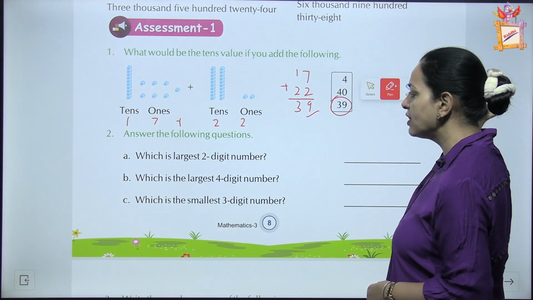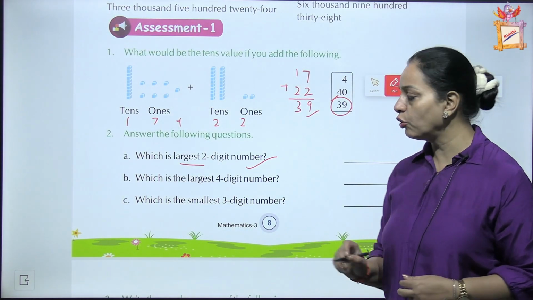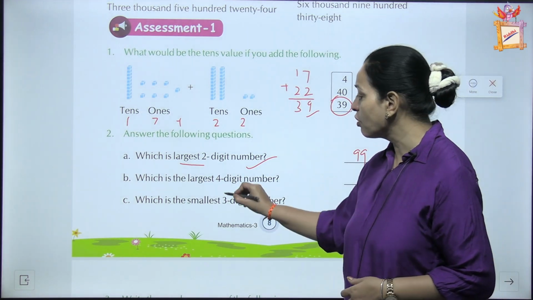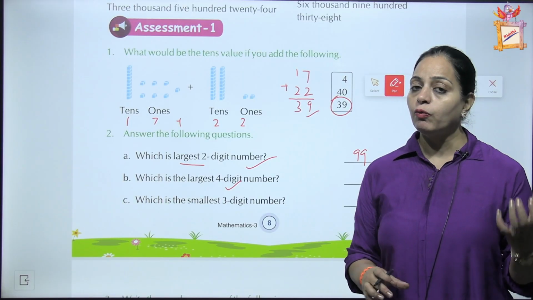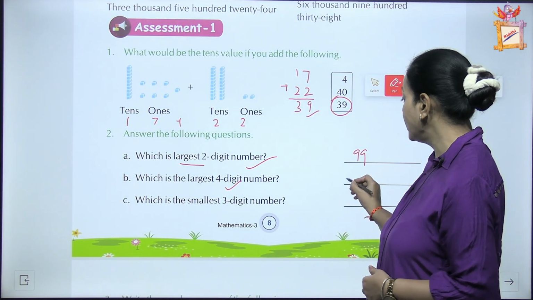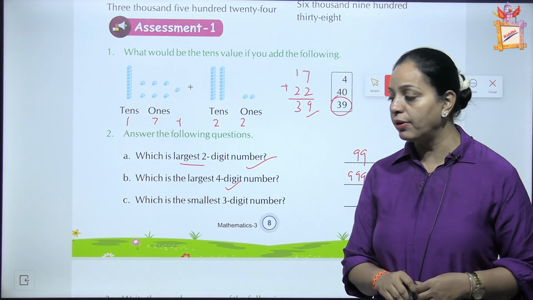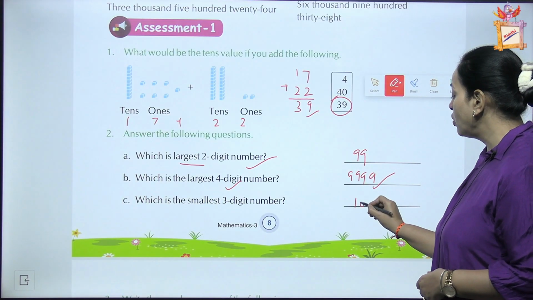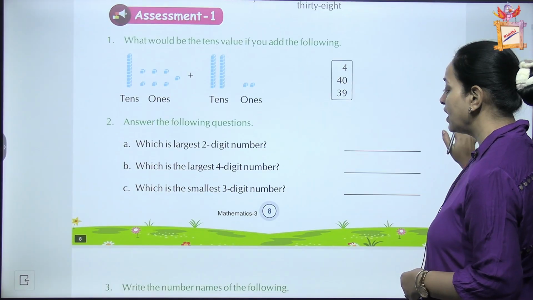Now the second one, answer these questions. A part, which is the largest 2-digit number, you know very well. 99. Which is the largest 4-digit number? Whenever we talk about the largest number, we always use 9. So they are asking for a 4-digit number. It means 9999. This is the largest 4-digit number. Which is the smallest 3-digit number? That is 100, 100. Okay. I hope this is clear to you.